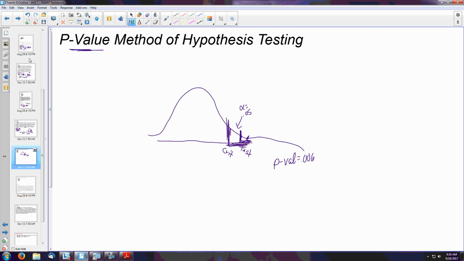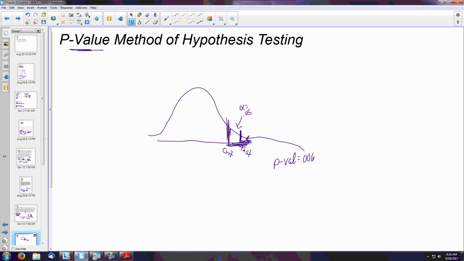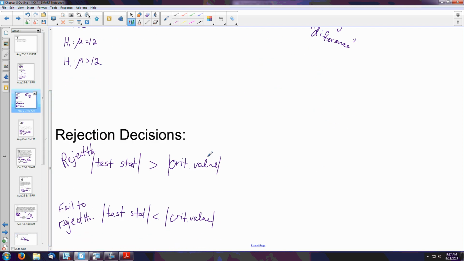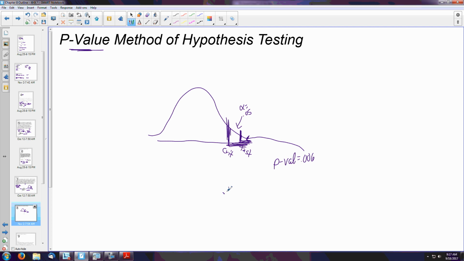Now, if we go back to what we talked about earlier today in the previous video about our rejection decisions, how do you reject H0? If you're using the p-value method, the p-value needs to be less than alpha. Now, when you fail to reject your null hypothesis, that means that the p-value is greater than alpha. So going back to this concept, 0.006 is in fact smaller than 0.05. This was our p-value, this was our alpha. When p-value is less than alpha, you reject the null hypothesis. Again, just another way of testing.